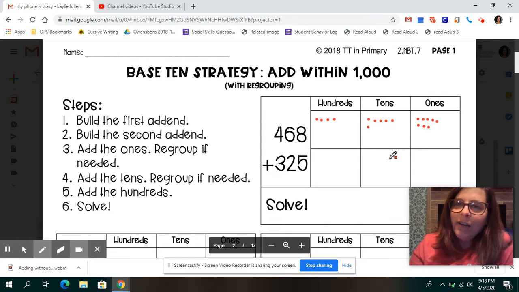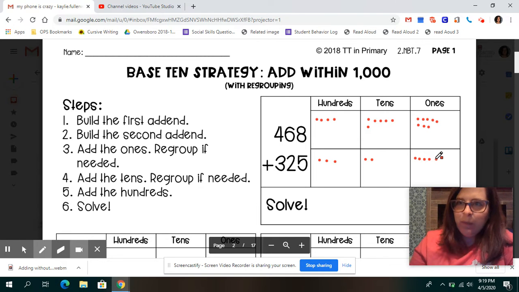Now the next one's 325, so I go 300. All I'm doing is building the problem in my place value chart. 20, and then 5. 1, 2, 3, 4, 5. Okay. Now here's what I do next: I'm going to start in my ones place.